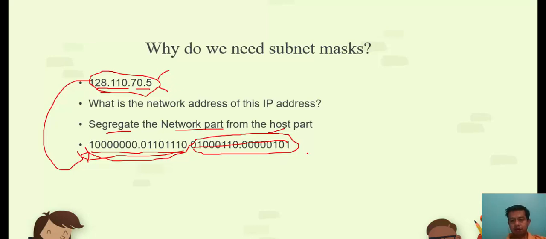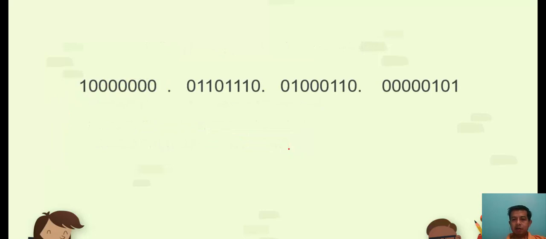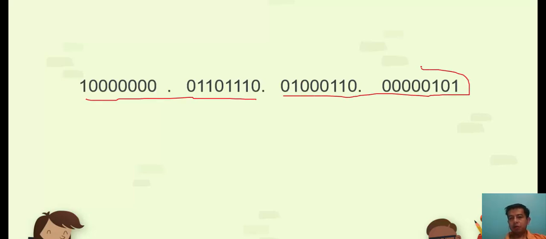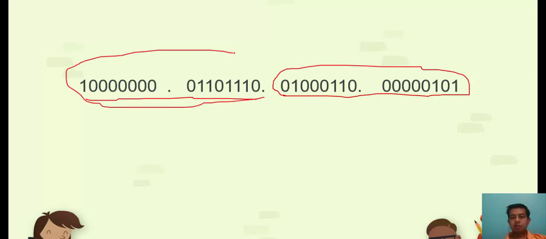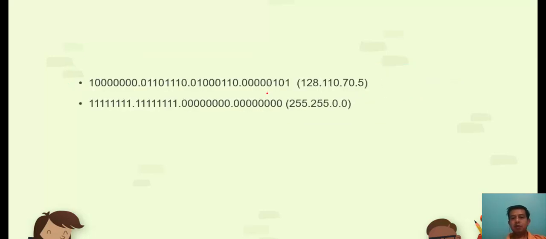But mathematically, how will you do it? How will you segregate only this part and how will you make all this other part 0? Can you find a mathematical function? So I have these 4 octets. I want to keep this part as it is and convert the rest to all zeros. Then I'll be left with this part, which will give me my network ID in this particular example. So what will be the mathematical function? The mathematical function is that I have to mask it.